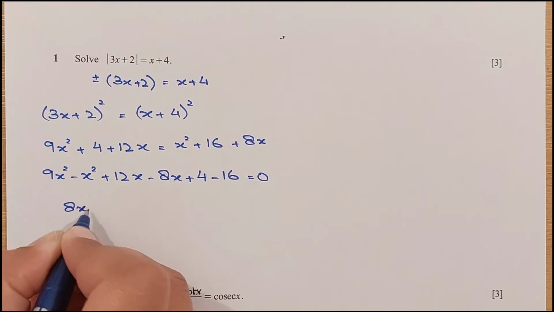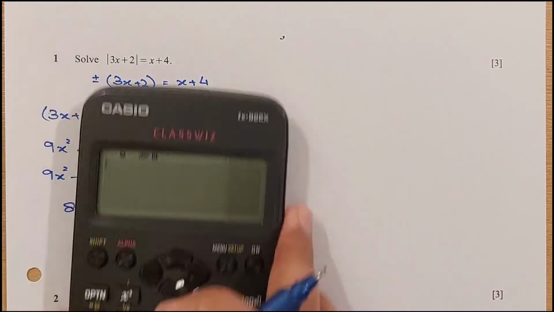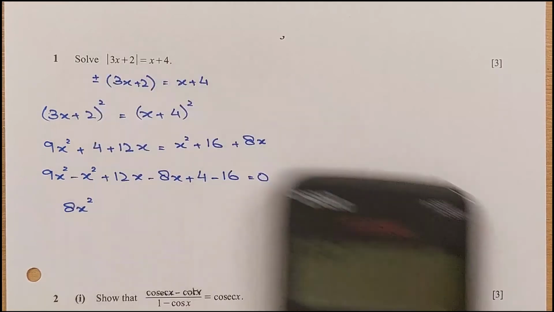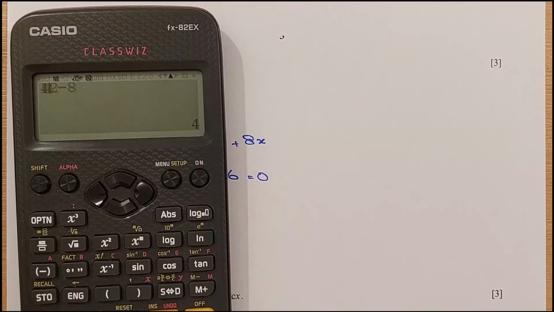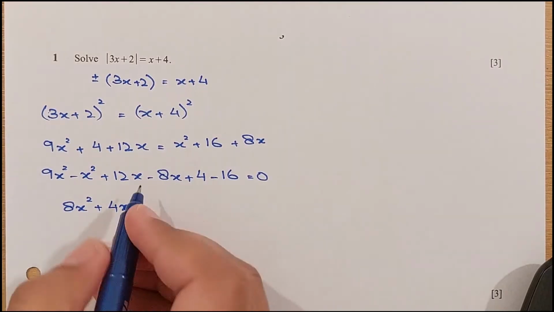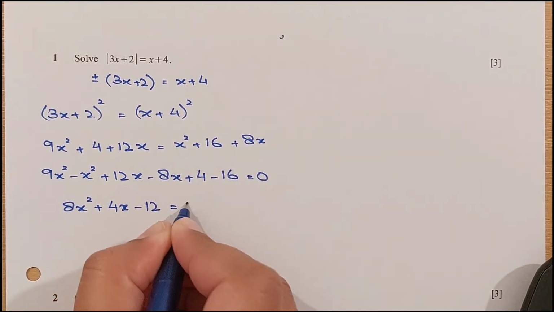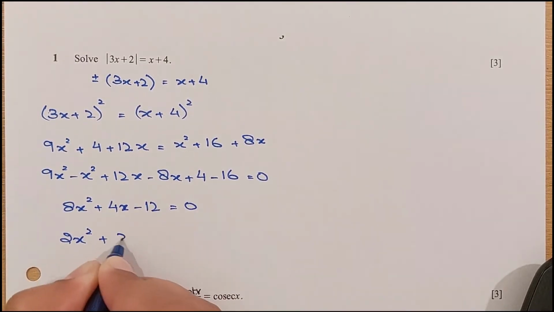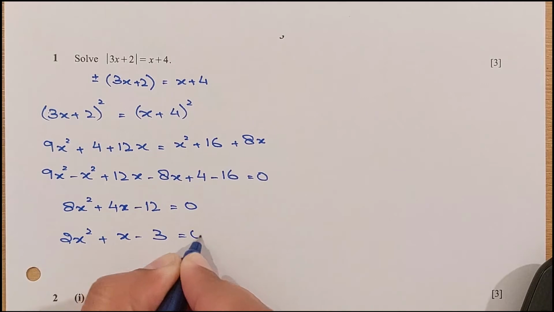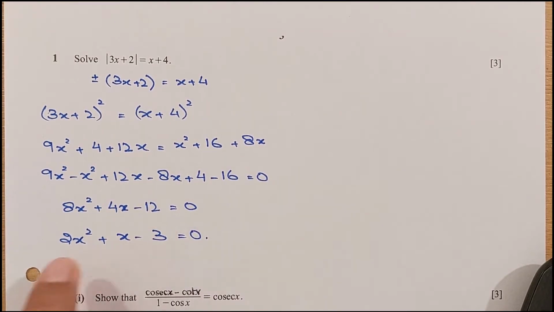So here we have 8x squared, okay, and 12 take away 8 is 4, plus 4x, and 4 minus 16 is negative 12, yes. Minus 12 equals 0. Let me divide by 4. 4 times 2 is 8, 4 times 1 is 4, 4 times 3 is 12. Right. So we have to factorize this. 2 times 3 is 6, and we can say 3 minus 2 is equal to 1.